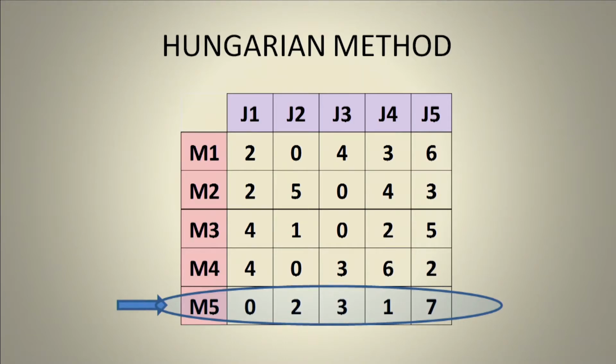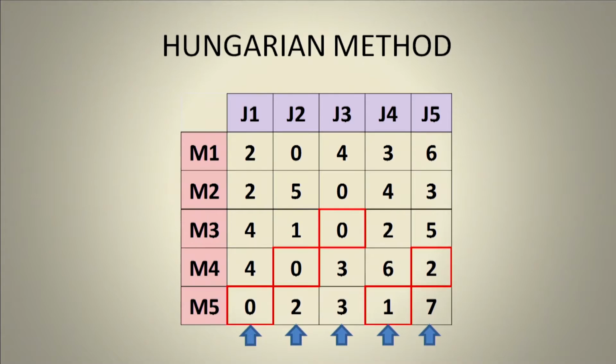Similarly, we can calculate column wise, that is, choose the least numbers in every column. In column 1, 0 is the least number. In column 2, 0 is the least number. In column 3, 0 is the least number. In column 4, 1 is the least number. In column 5, 2 is the least number.